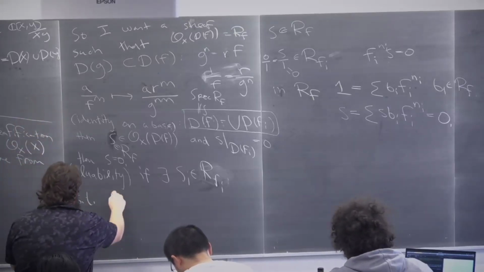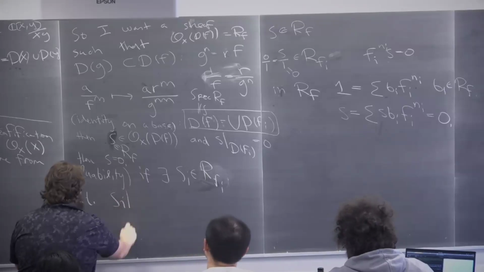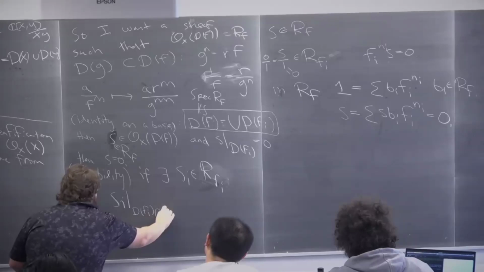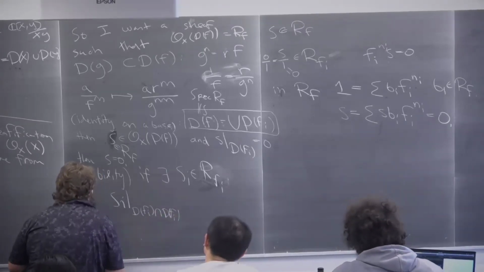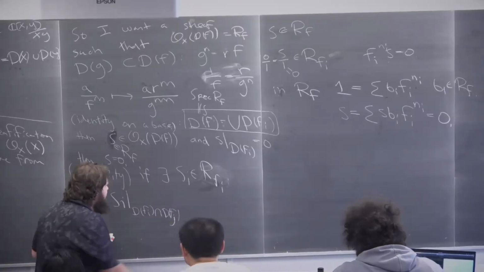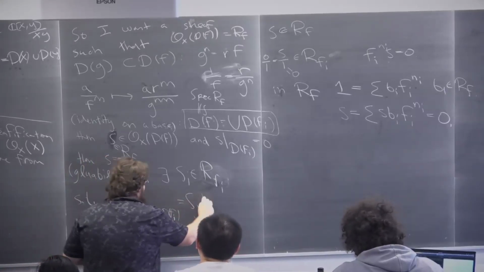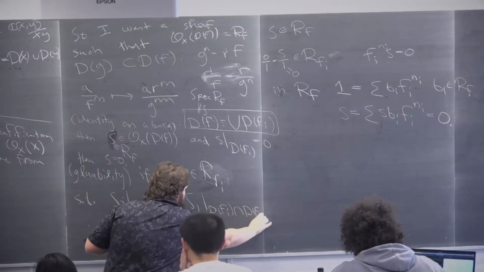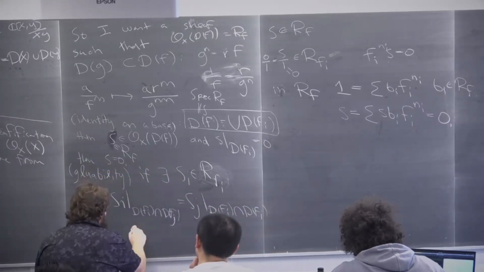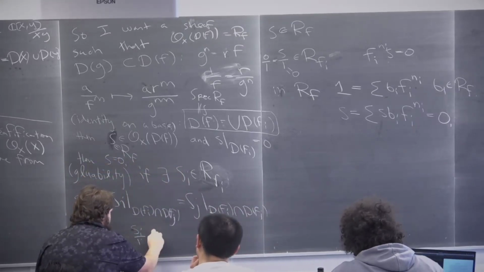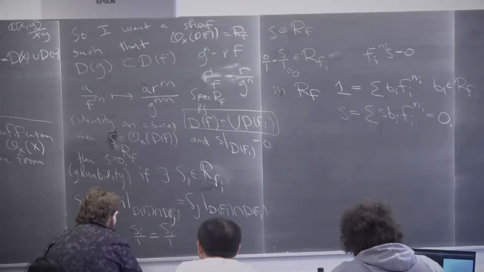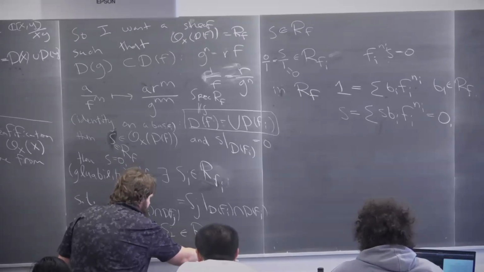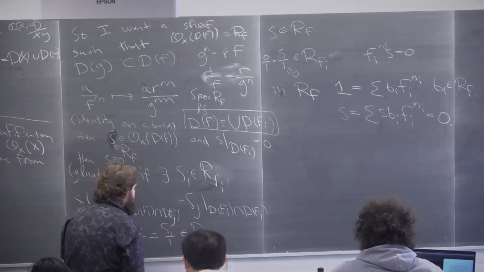such that the property I want is that if I take SI and restrict it to D of Fi intersect D of Fj, then that's the same as Sj restricted to the same set. Let me just remind you, this means that if I take SI over 1, that should be equal to SJ over 1, and this is in R invert Fi times Fj.